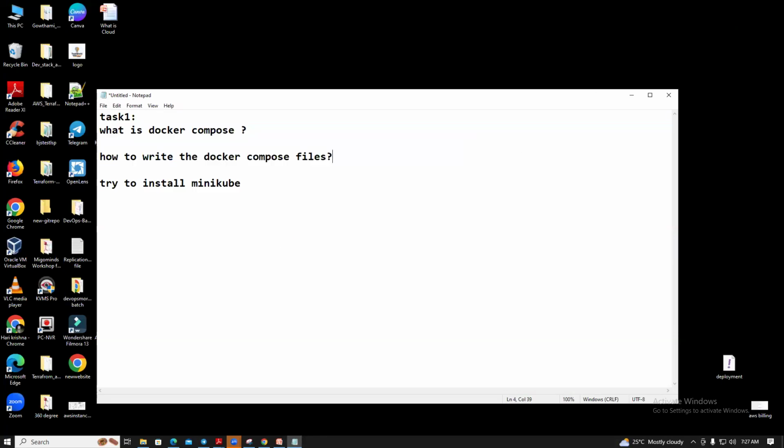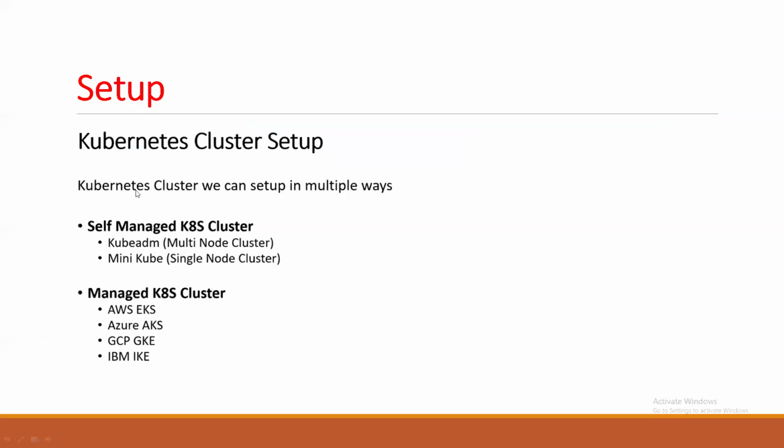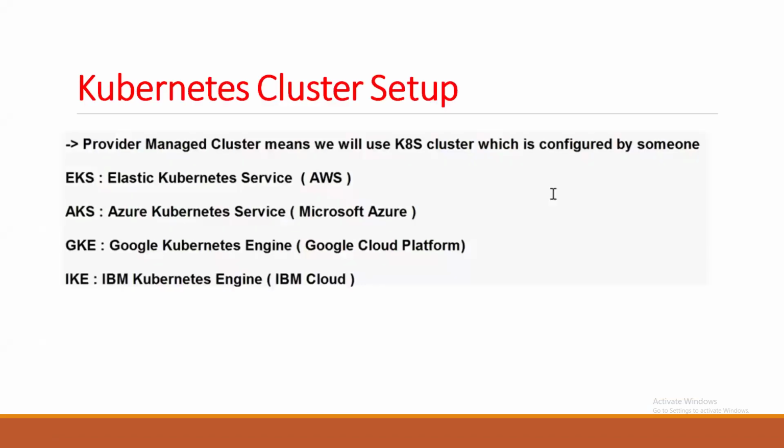Yeah, guys. So the Minikube setup and the Kubernetes setup. A Kubernetes cluster we can set up in multiple ways. One is a self-managed Kubernetes cluster and the other is a provider-managed Kubernetes cluster: AWS EKS, Azure AKS, GCP GKE, IBM IKS. The self-managed one, kubeadm, is a multi-node Kubernetes cluster, and Minikube is a single-node cluster. In the single-node cluster, the master node and the worker node are both in the same EC2 instance.